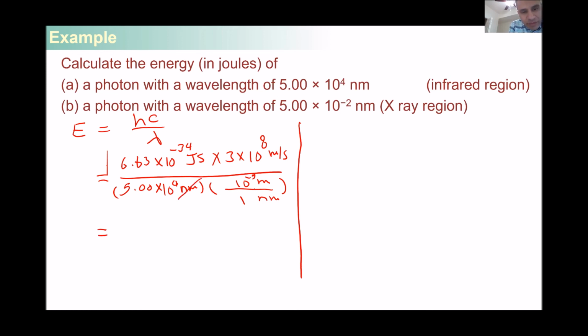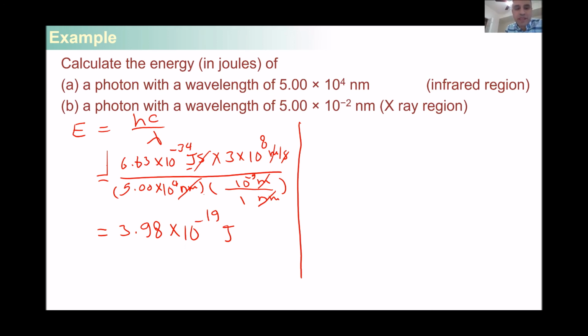You carry out this calculation. The nanometer will cancel out with nanometer, meter will cancel out with meter, second will cancel out with second, and you will be left with a quantity in joules, which is the unit for energy as we know, which is going to give you 3.98 times 10 to the negative 19 joules.